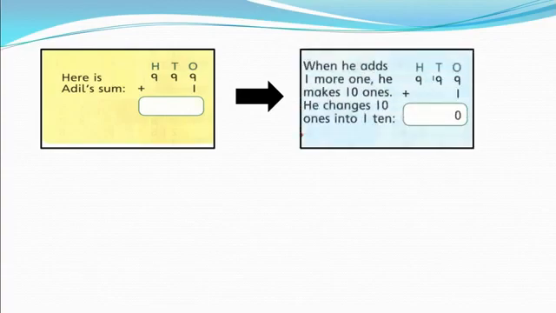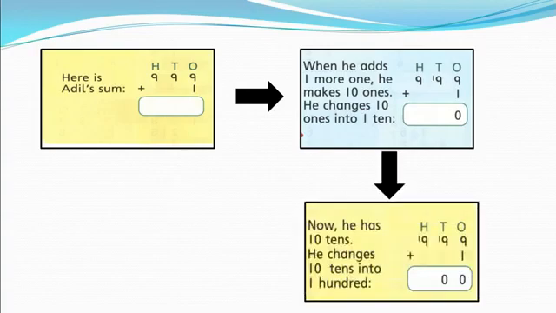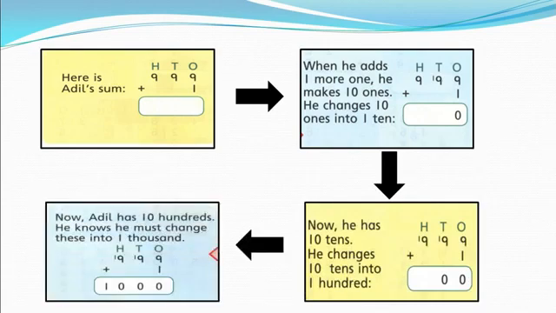When he adds one more 1, he makes 10 ones. He changed 10 ones into 1 ten. Now he has 10 tens. He changed 10 tens into 100. Now Adil has 10 hundreds. He knows he must change these into 1000.